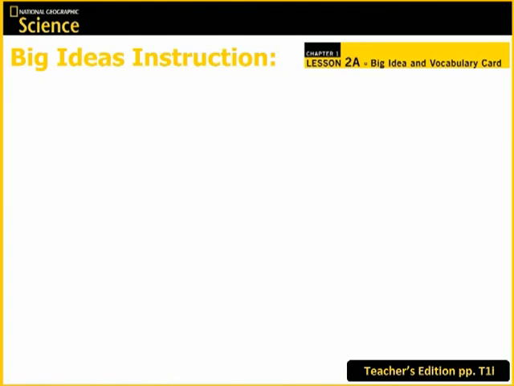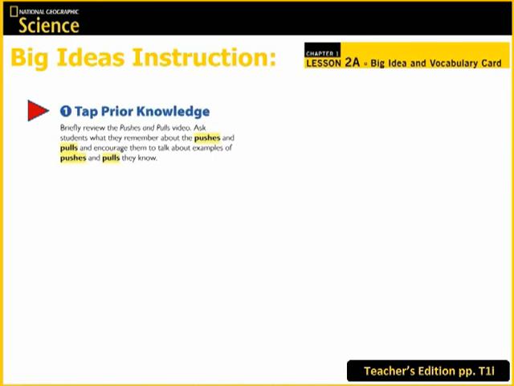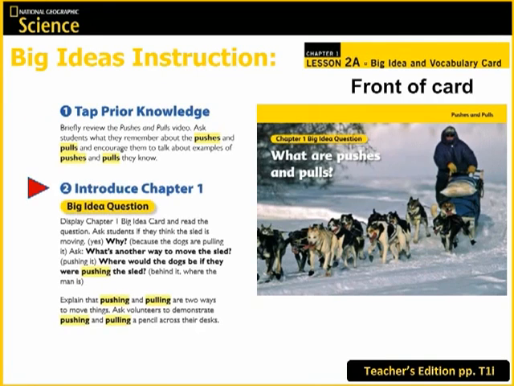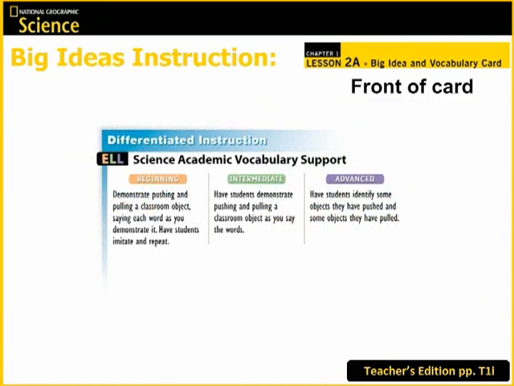Be sure to watch it before you begin using NG Science if you've not already done so. Following the Explore activity, each chapter begins with the same 2 lessons. The first one is Lesson 2A, Big Idea Vocabulary Card. The lesson begins by tapping into students' prior knowledge, including a quick review of the unit launch video. Then use the front of the Big Ideas card to introduce the Big Idea question. Differentiated instruction is provided in the bottom of the teacher wrap to help English learners at all proficiency levels as they discuss the big ideas.